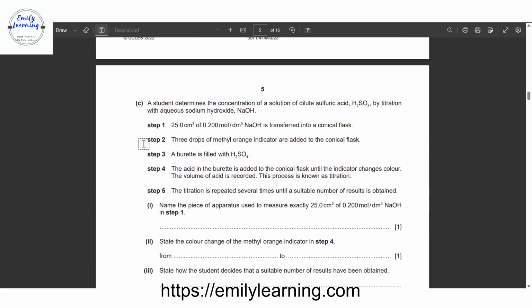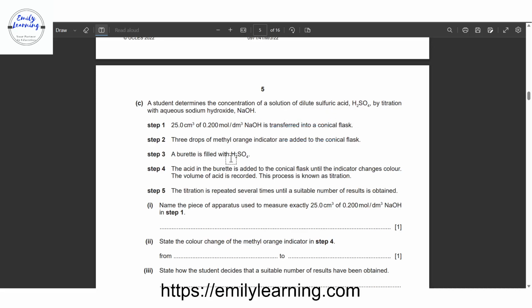Moving on to part C, a student determines the concentration of a solution of dilute sulfuric acid by titration with aqueous sodium hydroxide. Okay, so these are the titration steps. Firstly, 25 cm³ of 0.2 mol/dm³ sodium hydroxide is transferred to a conical flask. Then you add 3 drops of methyl orange. When you add 3 drops of methyl orange to sodium hydroxide, it will turn yellow, right?